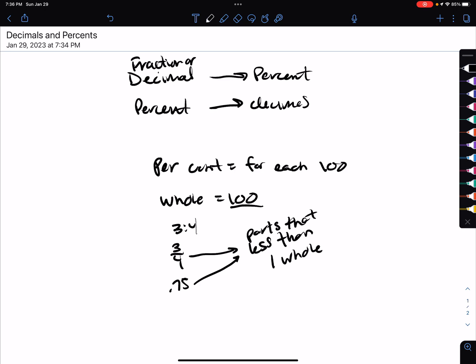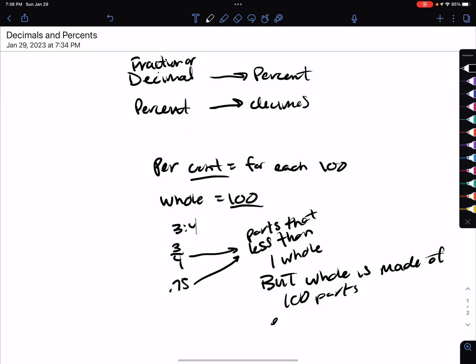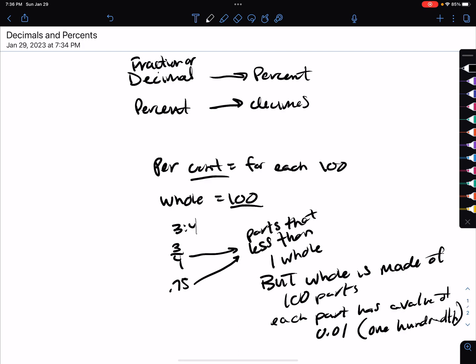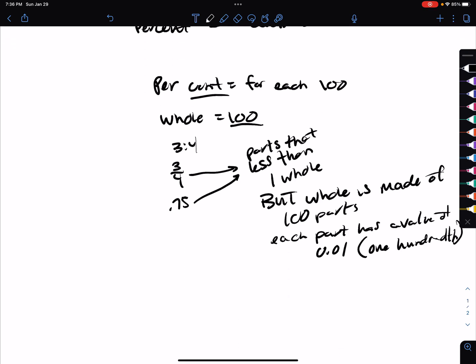So to start this out, we'll be thinking about, okay, if we're dealing with a fraction like 3/4 or a decimal like 75 hundredths, and we know those are parts that are less than one whole, but that whole is made up of 100 parts, because we're talking about percent, that must mean that each part has a value of 1/100th. So this idea of our whole is going to be of 1/100th.